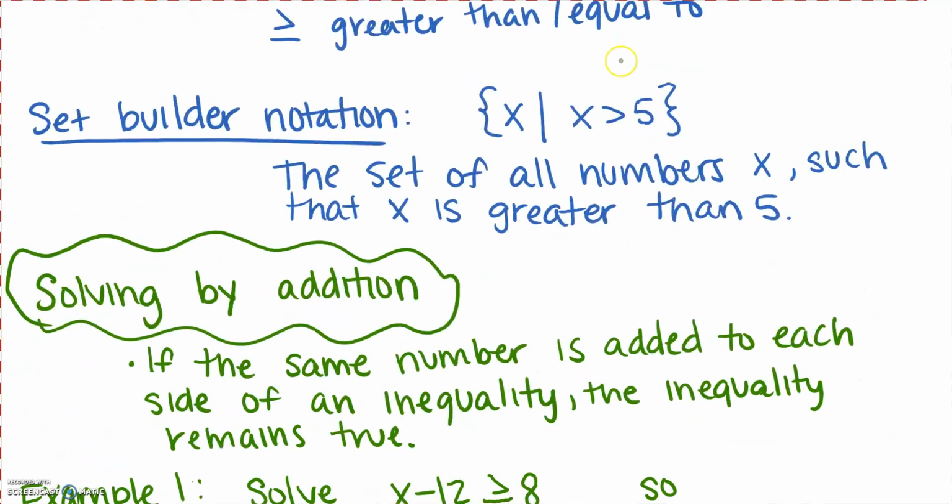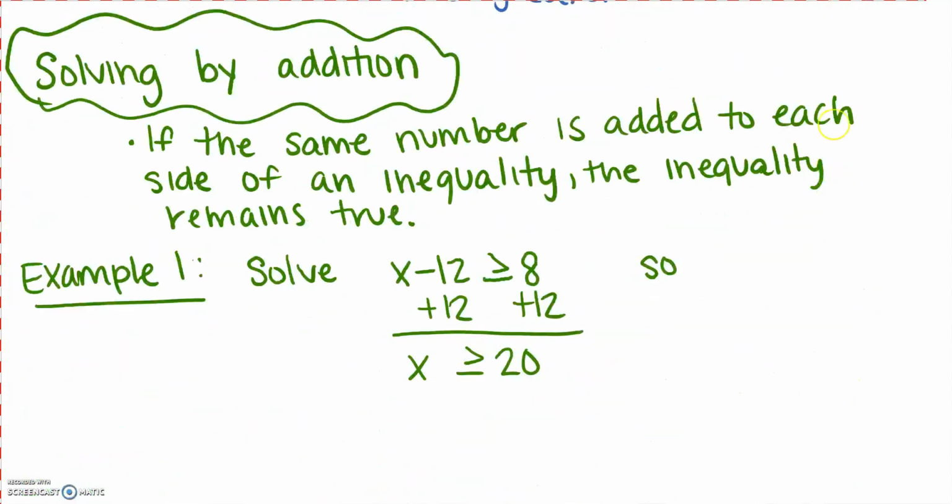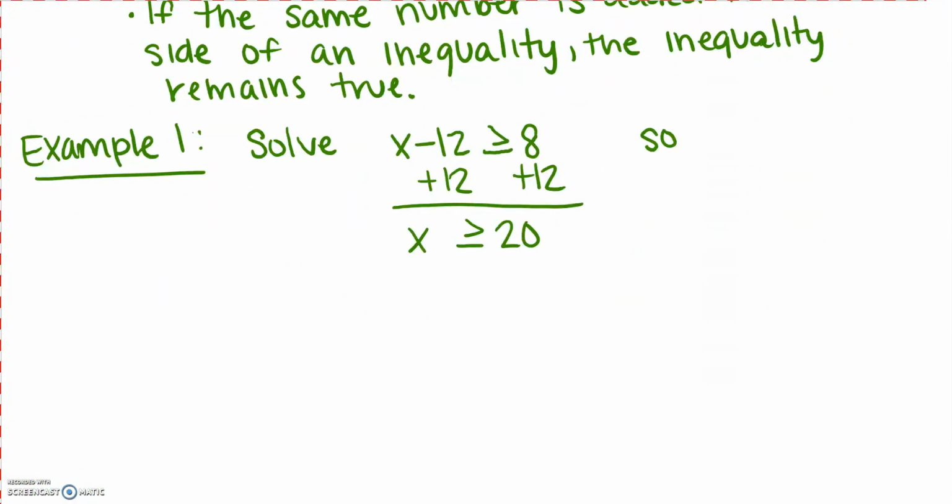So we would write the solution to this in our standard form, looking back, set builder notation. We want our solution to look like that. So we have a set of all numbers x such that x is greater than or equal to 20. And make sure you put your little curly brackets around it.